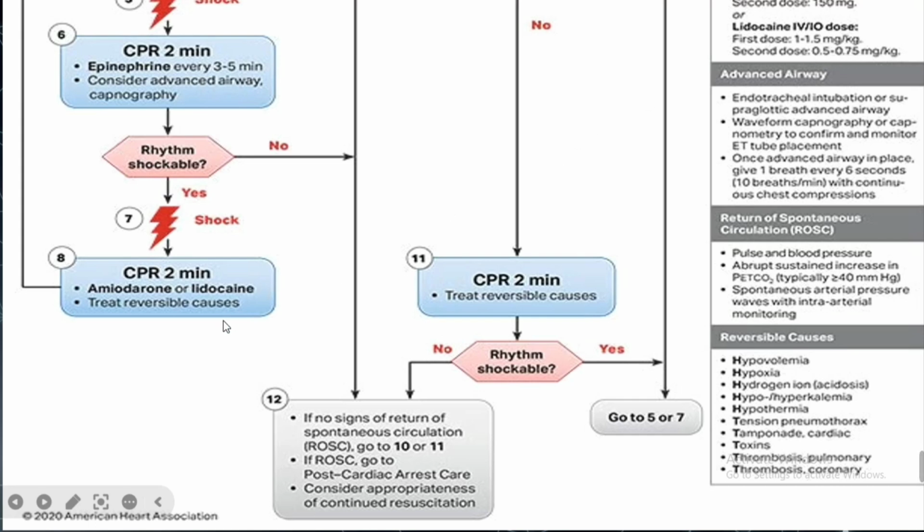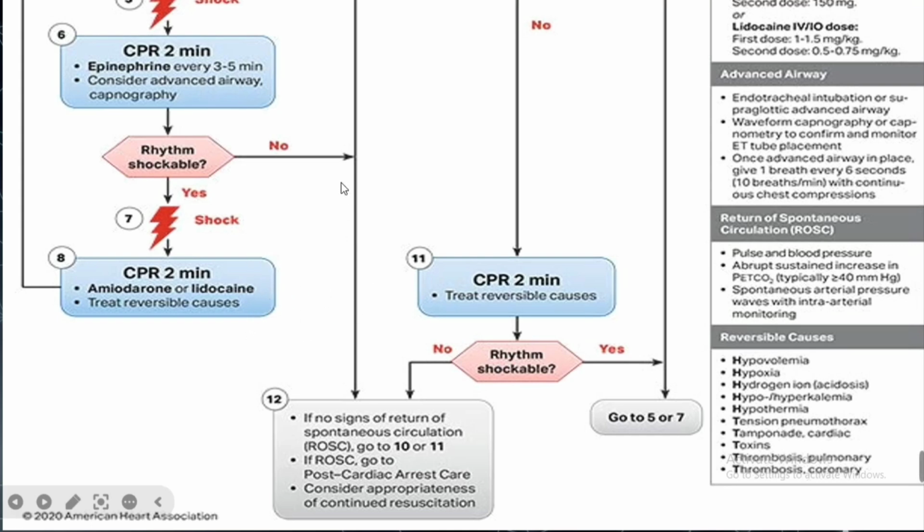If the patient is still not regaining consciousness after the 3 shocks you have delivered, then you have to treat the reversible causes, which are these. We learn the reversible causes through an acronym, the 5H and 5Ts. We will be studying these later. If the patient does not regain consciousness and the rhythm is still shockable, this will keep continuing again and again.